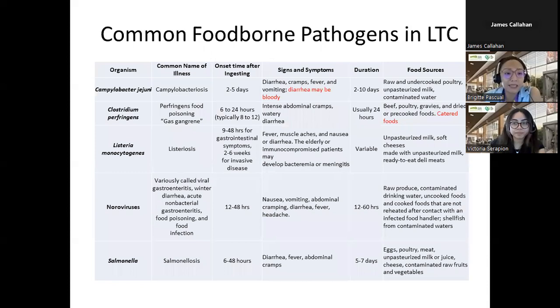Next slide, please. Here are the most common foodborne pathogens in long-term care. Norovirus is the most common cause of gastroenteritis in long-term care facilities. However, for the purpose of the exam, you have to familiarize yourselves with some of the most common foodborne pathogens in long-term care facilities.